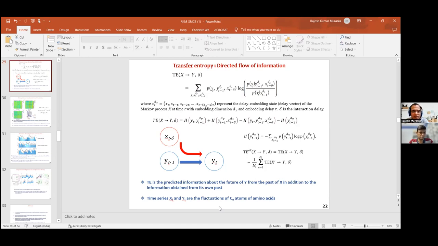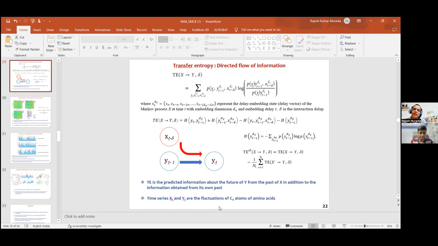Yes, sir. And another question, sir, you have calculated mutual information for torsion angles. Internal degrees of freedom, yeah. But for the transfer entropy, you are showing the fluctuation. Here we are not calculating the mutual information, because it is basically a generalization of mutual information, but in a way that it is taking care of the directed flow of information. Mutual information doesn't take care of the direction of the information flow.